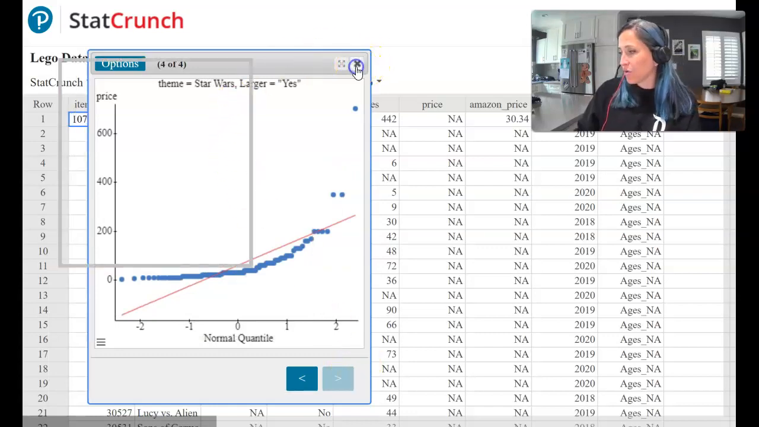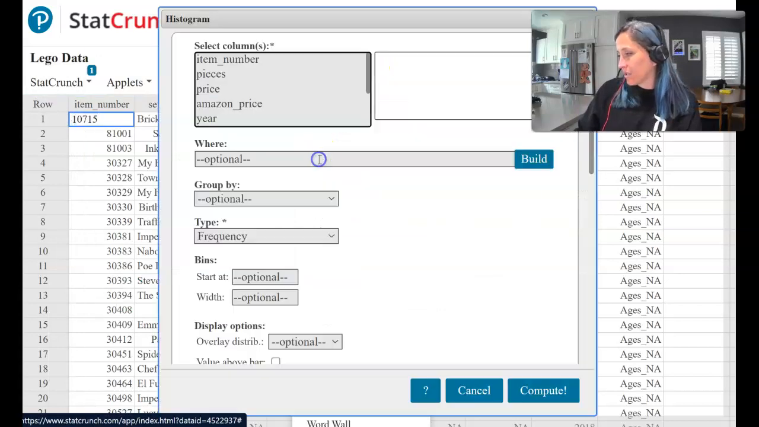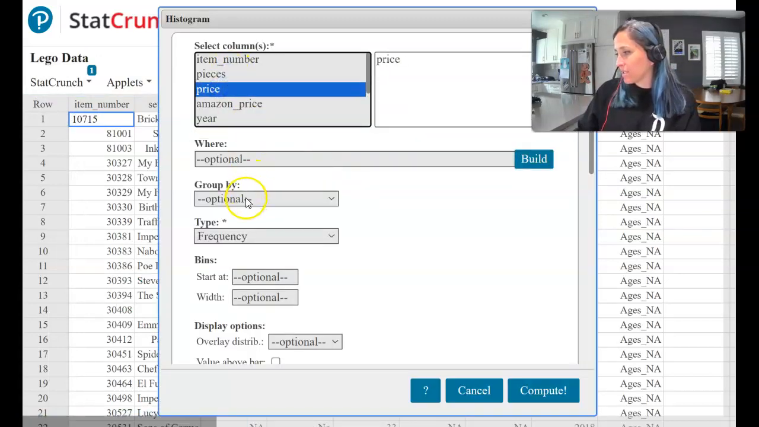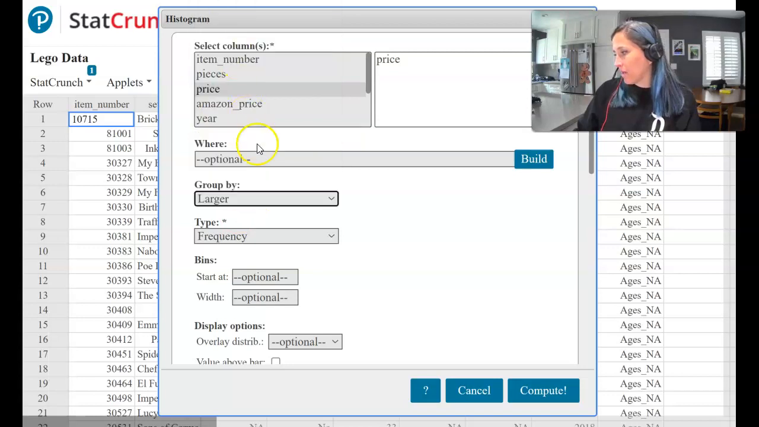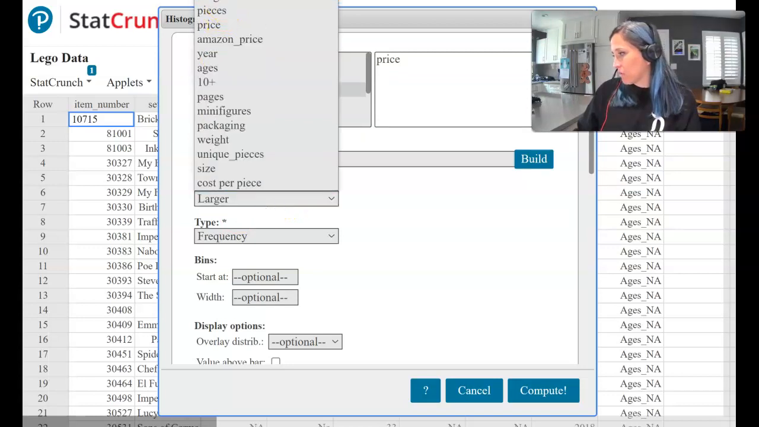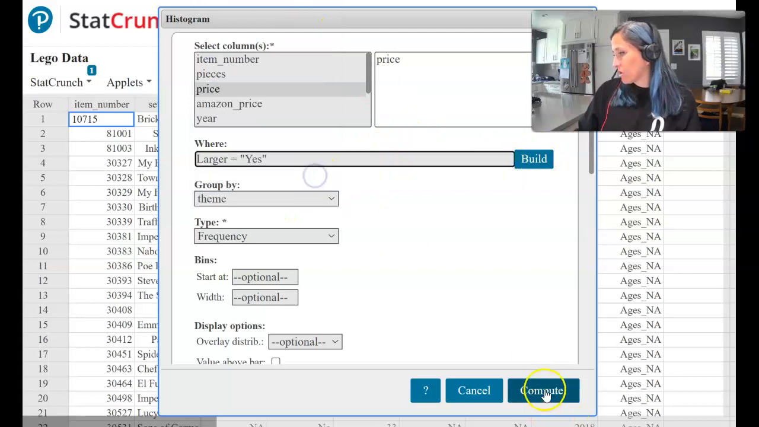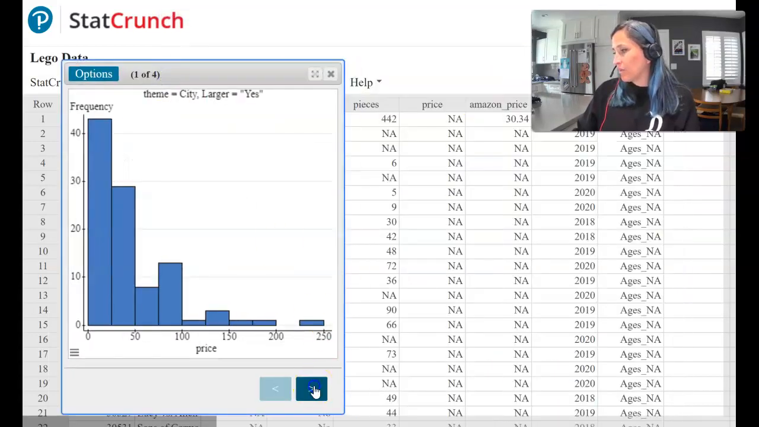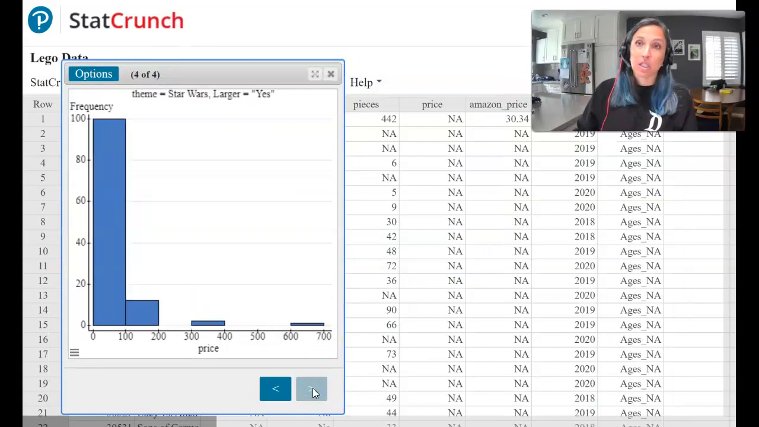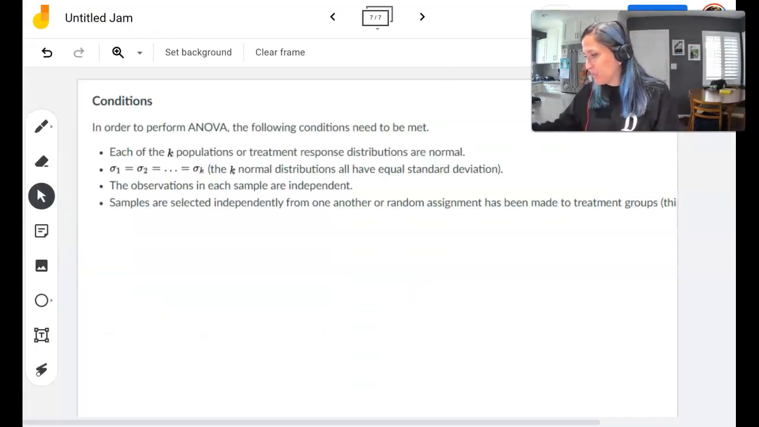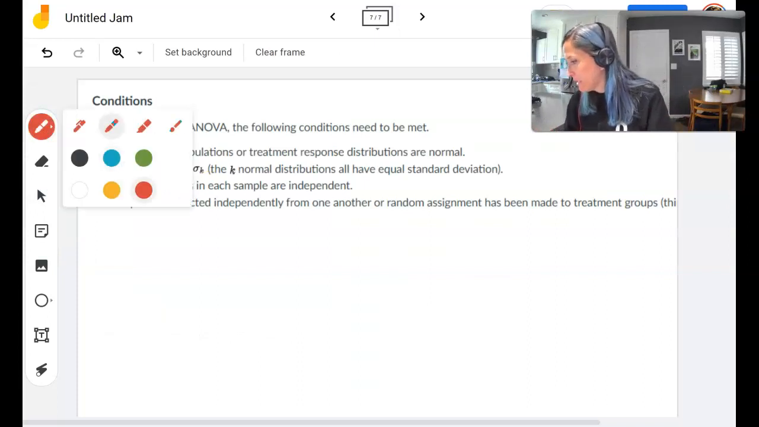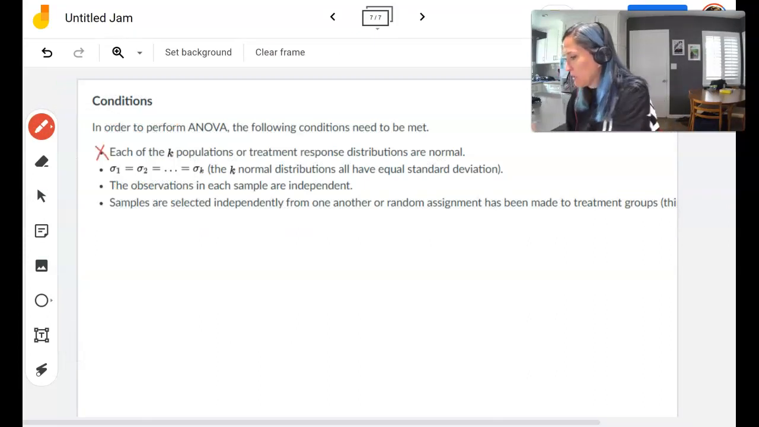And if we wanted to see why, we might look at our histogram and do the exact same thing. Let's look at price by the theme. Oops, I grabbed the wrong one. By theme, and let's tell it we only want the larger sets. And yeah, we can see every single one of these distributions is skewed to the right. This is why those QQ plots have such a great departure from the line we would expect to see if these were normal. So right off the bat, conditions-wise, it's not looking good for us. We did not meet this condition.